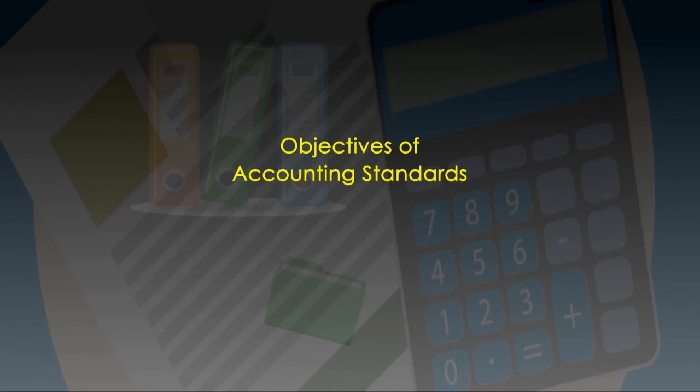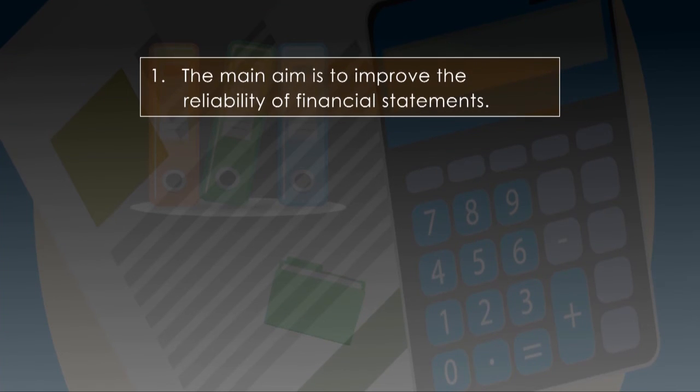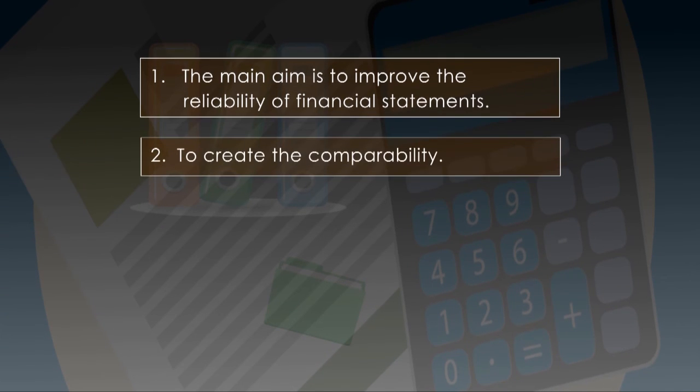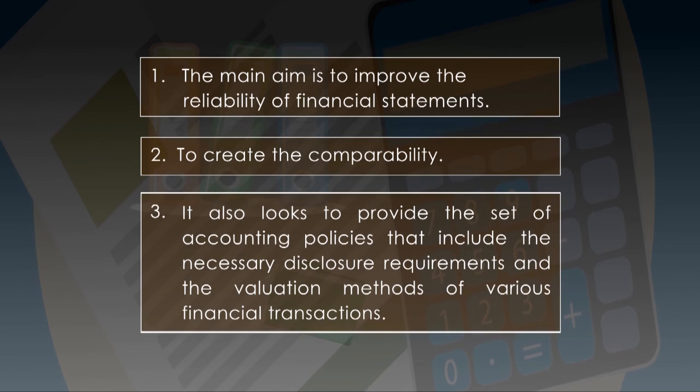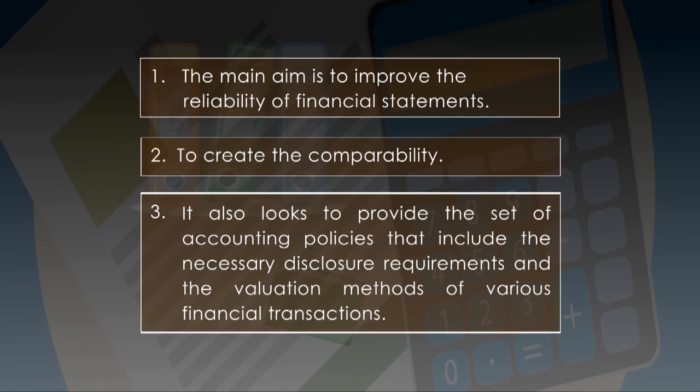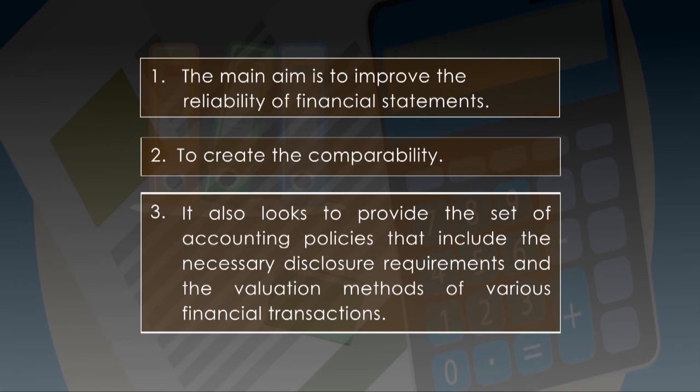After this, we have objectives of accounting standards. The main objectives of forming these standards are as follows. Number one, the main aim is to improve the reliability of financial statements. Number two, to create comparability. Number three, it also looks to provide the set of accounting policies that include the necessary disclosure requirements and the valuation methods of various financial transactions.